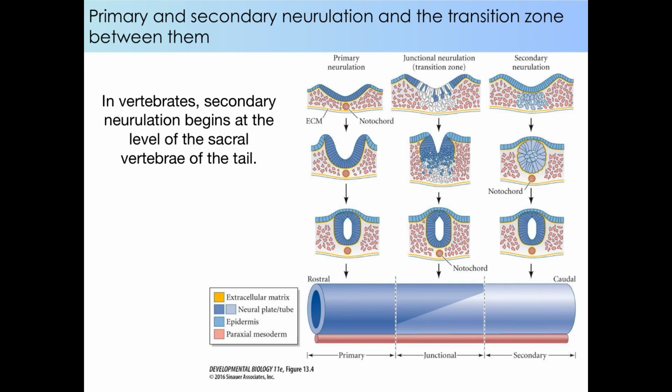A portion of the neural tube between the region that's forming via primary neurulation and the region that's forming via secondary neurulation forms through a process that's known as junctional neurulation. And this region is known as a transition zone, and the size of it varies depending on the organism. Junctional neurulation, as you can see from the figures, involves aspects of both primary and secondary neurulation. As you can see, there's both invagination happening as well as the coming together of mesenchymal cells.